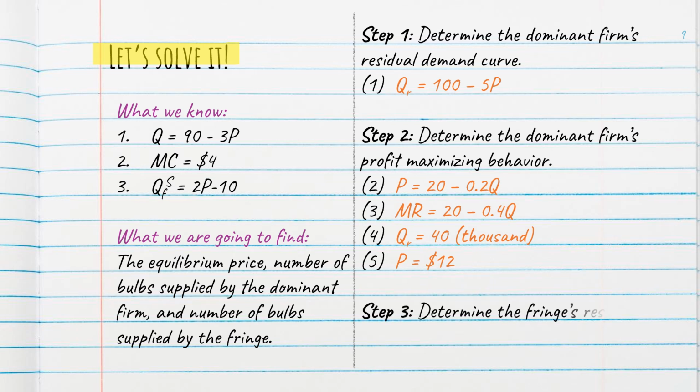Step 3 here is to determine the fringe's response. How do I do that? I'm just going to take what I know about price and plug it into the supply curve of the fringe. So the fringe is going to supply 2 times 12 minus 10 units. So 24 minus 10 is equal to 14. And if it helps you, you can remind yourself that's really 14,000 units.